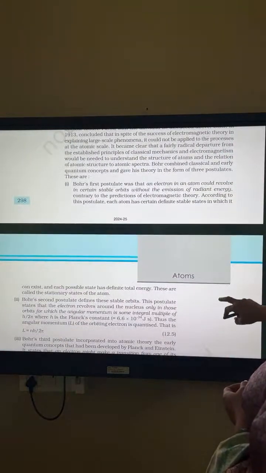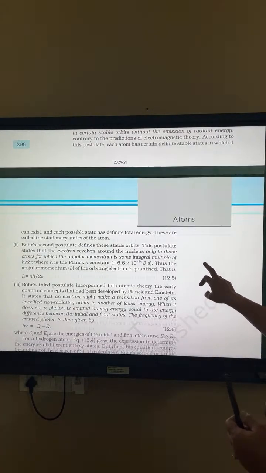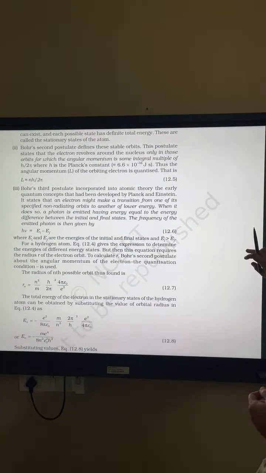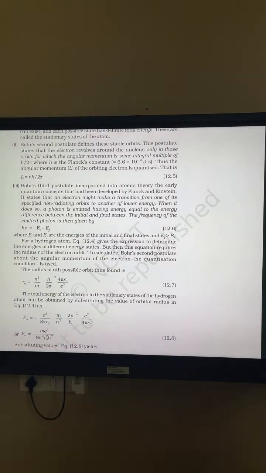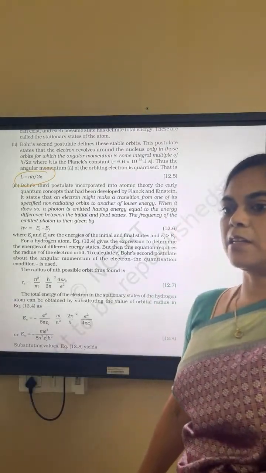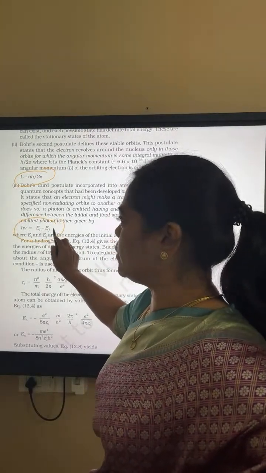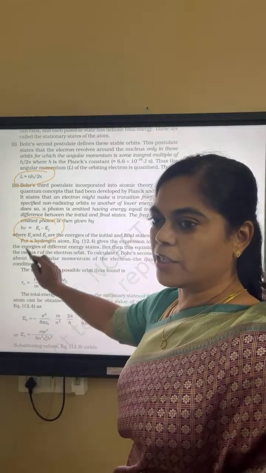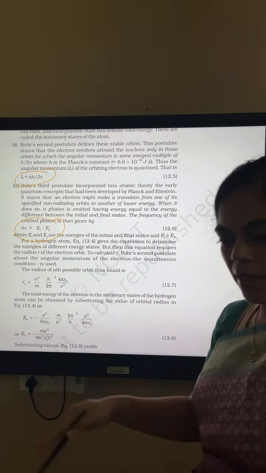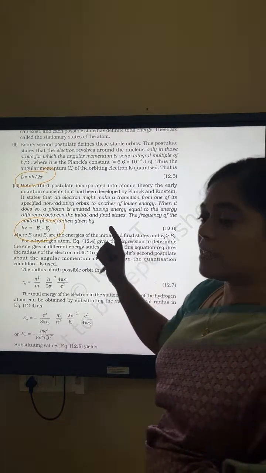Then all the postulates are discussed. These are very easy postulates we have already discussed. What I told you initially is given here. I've already taught you what the angular momentum is: integral multiple of h by 2 pi. And then I told you it is E1 and E2. Here it is given as E initial minus E final. Understood or not? E initial is the ground state, E final is the excited state.